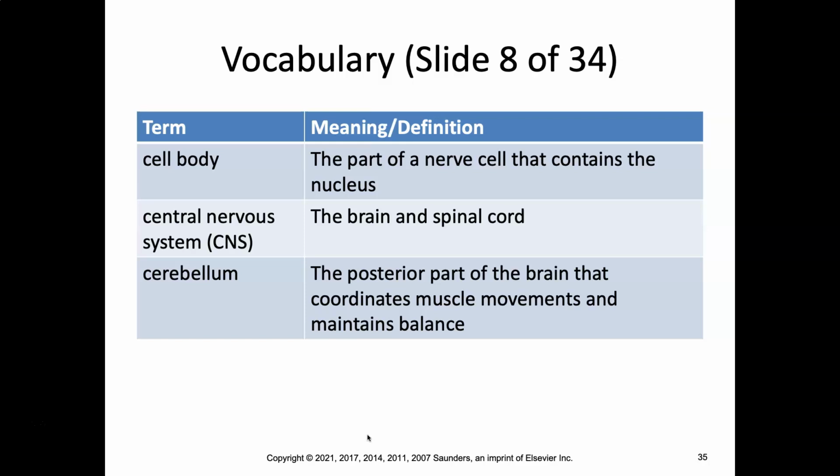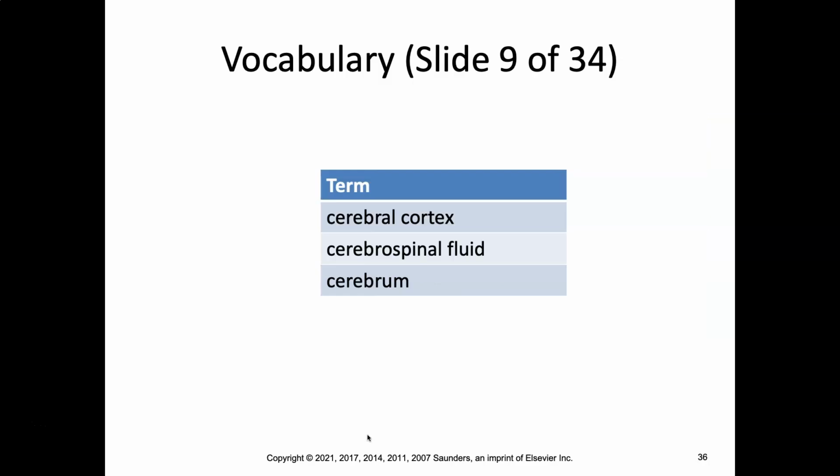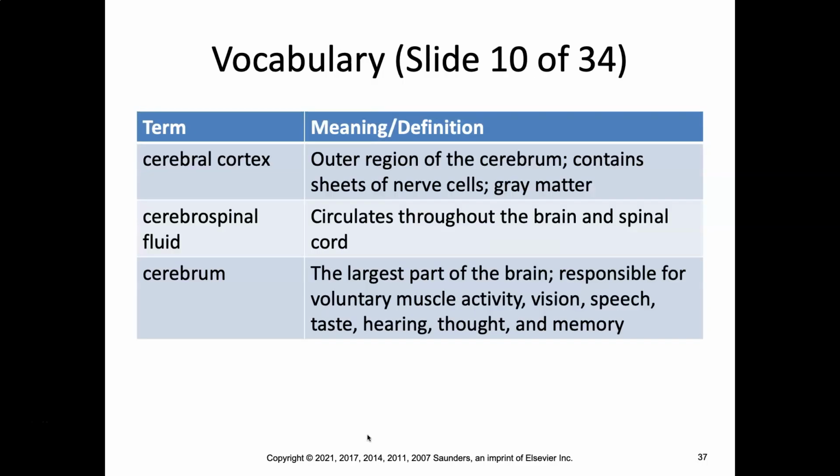And here are more. We talked through a lot of these already. Make sure you know the difference between the central nervous system and the peripheral nervous system. We didn't talk a lot about cerebrospinal fluid. It circulates throughout the brain and the spinal cord, and it's really important that that not come out. One of the worst indications that someone has a severe brain injury is if there's cerebrospinal fluid leaking from their ears. That's really, really, really a bad sign.